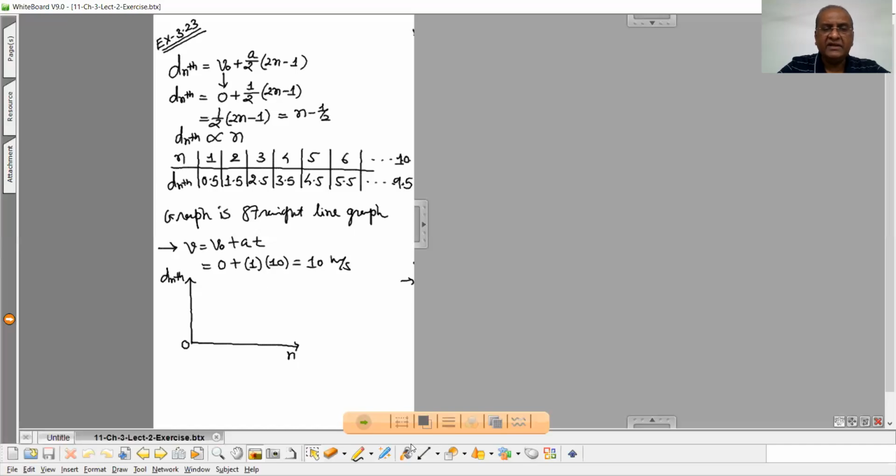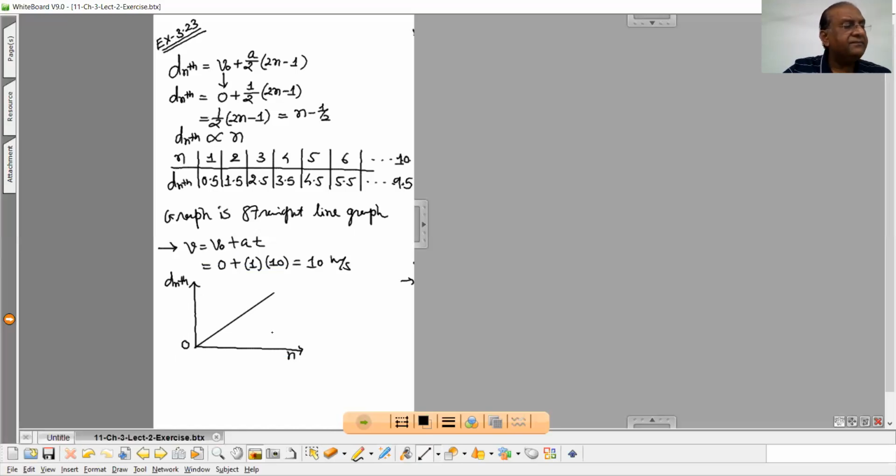Clear? And that graph will be a straight line like this. Clear?